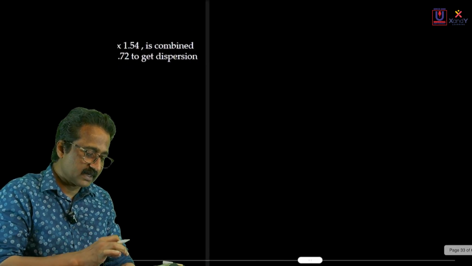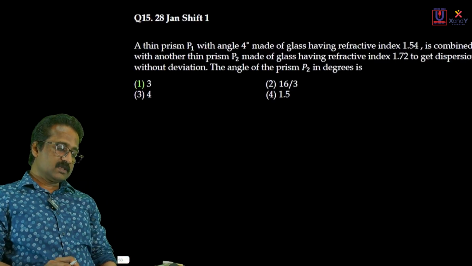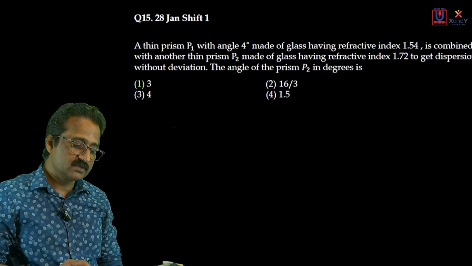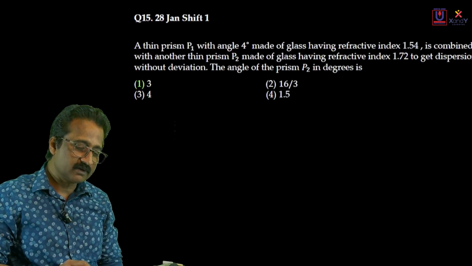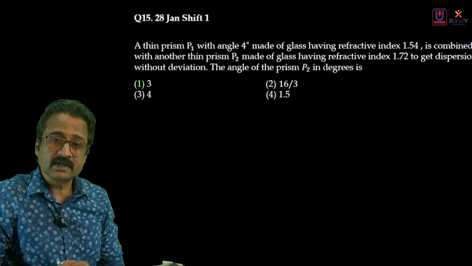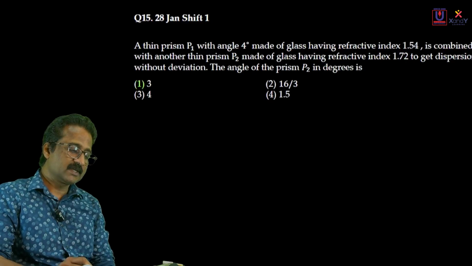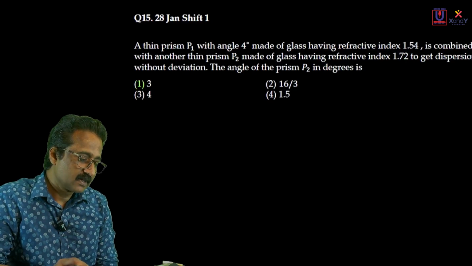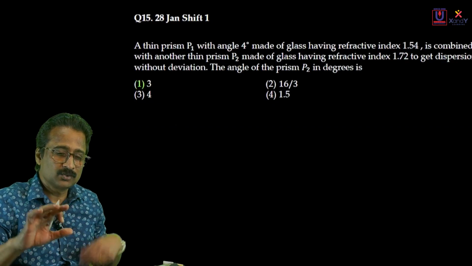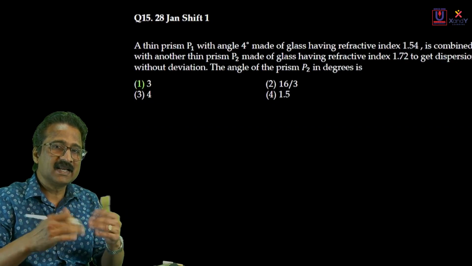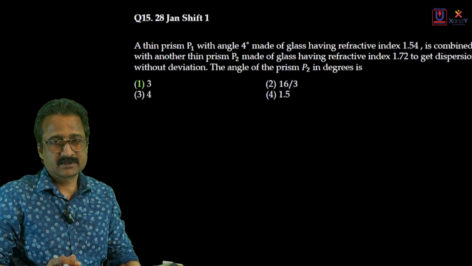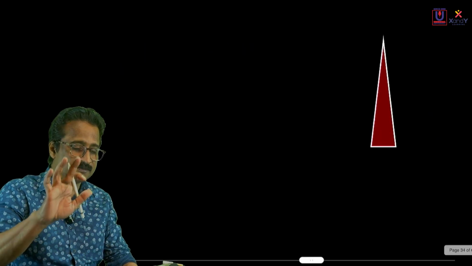Let me go to the next question, which is about a thin prism. A thin prism P1 with an angle of 4 degrees made of glass with a refractive index of 1.54 is combined with another prism P2 made of glass having a refractive index of 1.72 to get dispersion without deviation. So there is no deviation. Forget about dispersion here. They say that there is no deviation. The two prisms coupled together will produce a net deviation of 0. Simple as that. The angle of prism P2 in degrees is. So this question is about deviation, not dispersion.